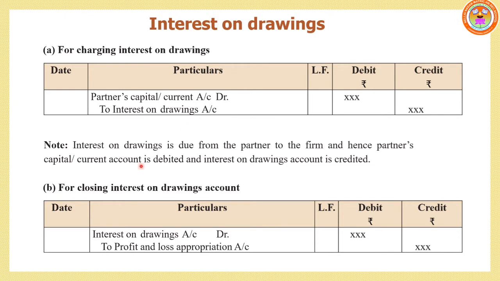For closing interest on drawings account, we have to close it to the profit and loss appropriation account. So interest on drawings account is debited and profit and loss appropriation account is credited. So for providing interest on drawings, one journal, and for the closing entry, one journal. These are the two entries related to interest on drawings.